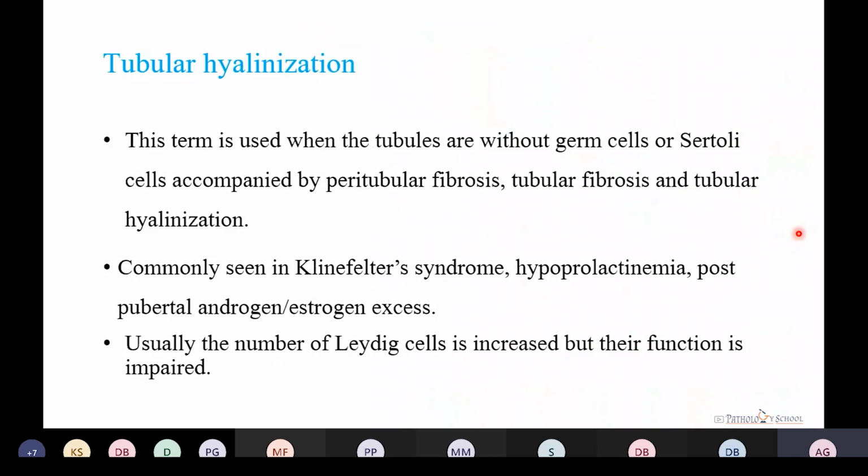Tubular hyalinization is the term used when the tubules are without germ cells or Sertoli cells, and it is accompanied by peritubular fibrosis. It is commonly seen in Klinefelter syndrome, hypoprolactinemia, and postpubertal androgen or estrogen excess. Usually, the number of Leydig cells is increased, but their function is impaired.